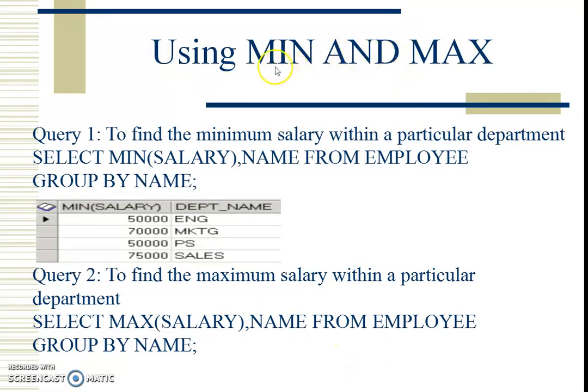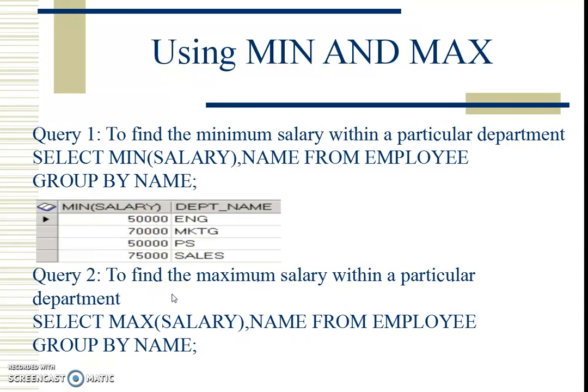And how to use min and max. So for min: select minimum of salary, name from employee, group by name. Based on the name of the department, I'm going to find the minimum salary and I'm going to display the name also. So the minimum salary in that particular department. The same goes for maximum salary in that department, right?